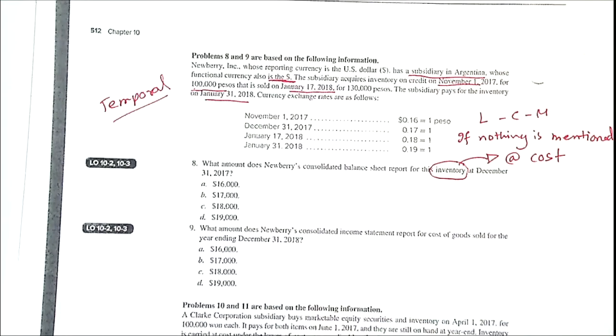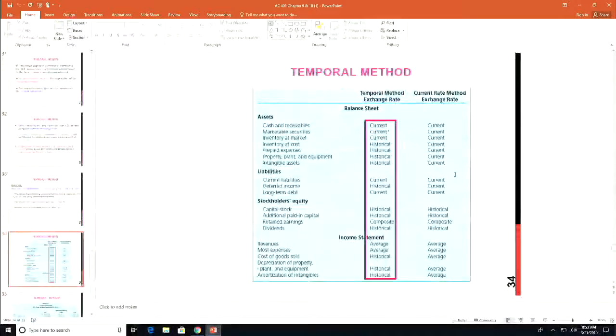So look at your column. Inventory is at cost. What rate are you going to use? We are doing the temporal. Inventory is at cost. Someone tell me, what rate? Historical or current? Historical.